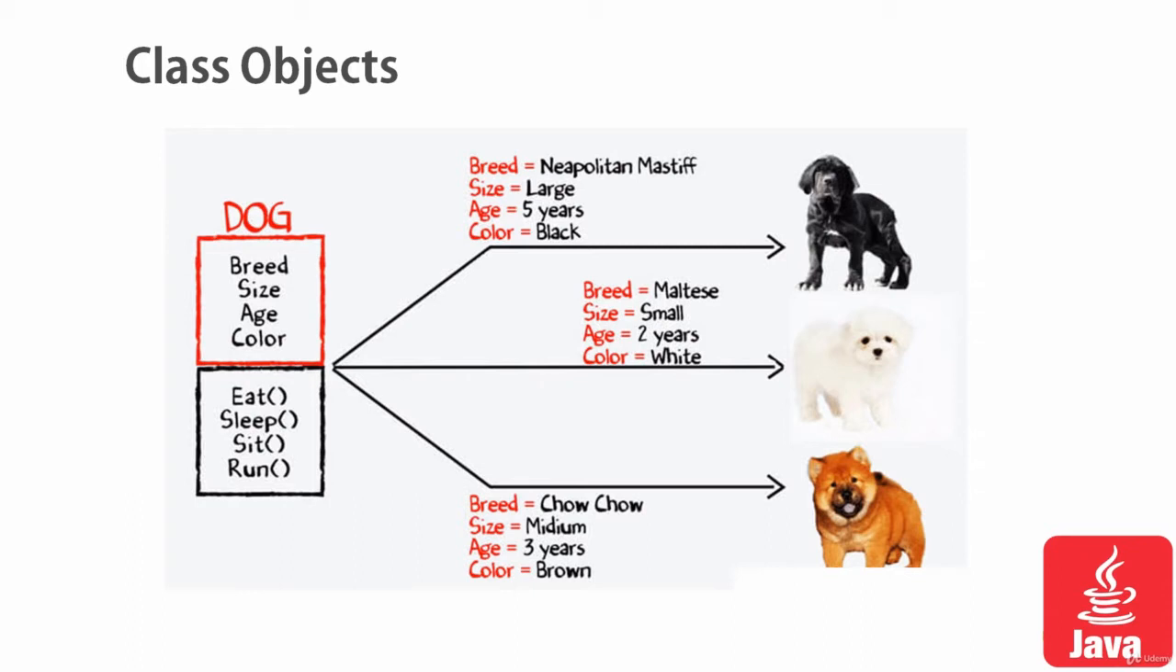To say the breed is Napoleon Mastiff, the size is large, age is 5 years, and color is black. This is an object. Similarly, we can have a breed called Xiao Xiao, size is medium, age is 3 years, color is brown. So we have the same parameters defined in a class, and we have specialized or specific methods assigned to the instances or objects.